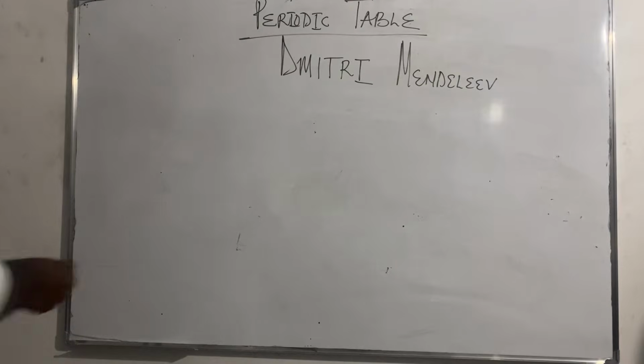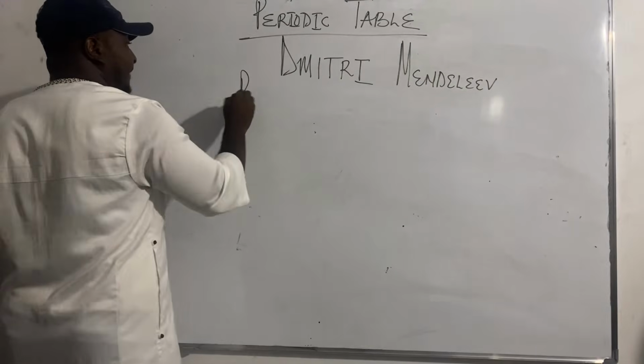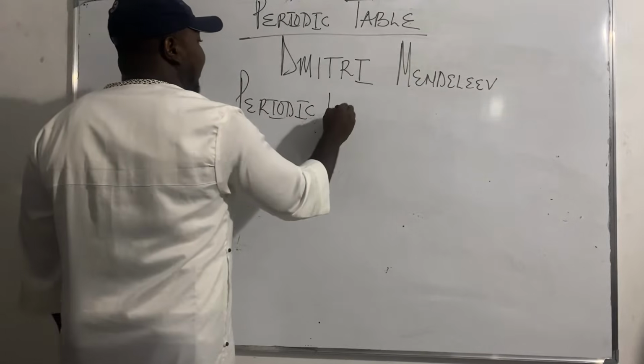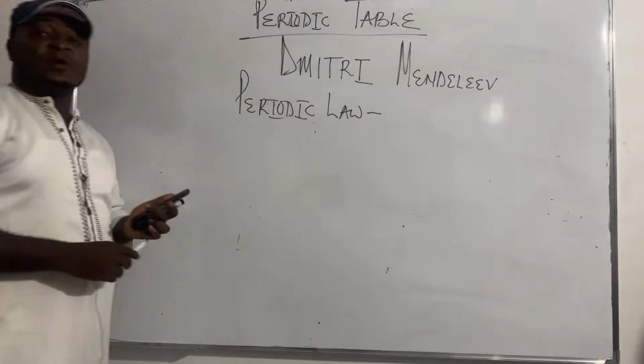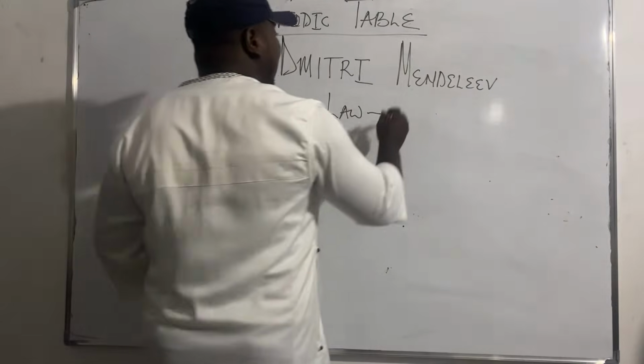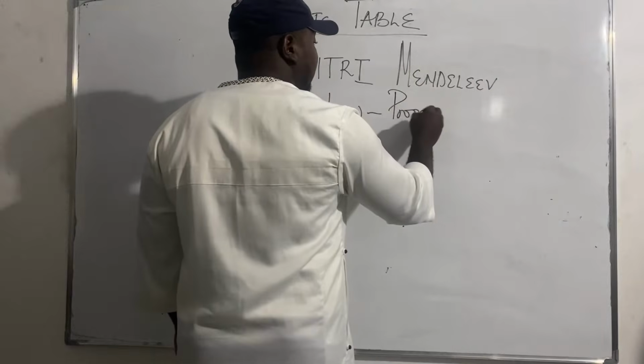Let's look at the periodic law. What does the periodic law say? The periodic law states that properties of elements are a periodic function of the atomic numbers.